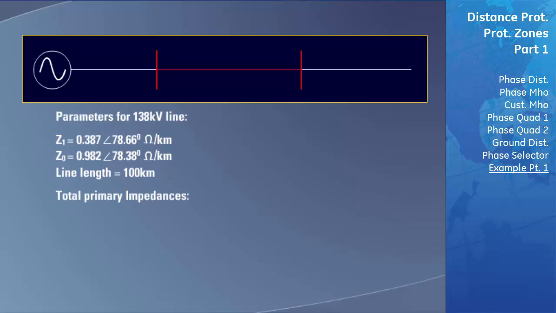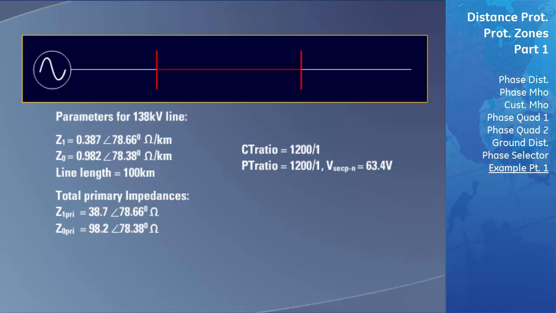Therefore, the total primary impedances of the line can be calculated. The total positive sequence impedance of the line is 38.7 ohms at an angle of 78.66 degrees, and the total zero sequence impedance of the line is 98.2 ohms at an angle of 78.38 degrees. Some other line information we will need is the CT and VT ratios, which are both given as 1200/1. The VT secondary voltage is 110 volts for a phase-to-phase connection, and 63.4 volts for a phase-to-neutral connection.